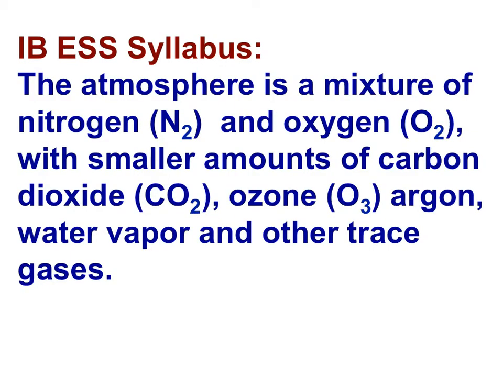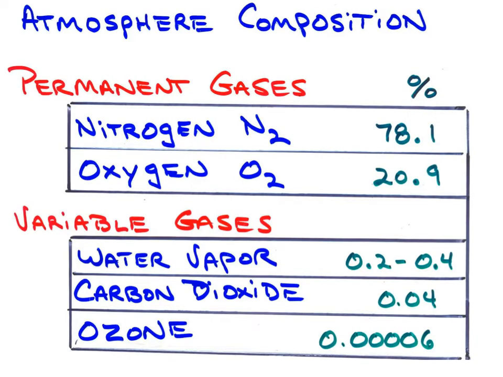Here is the relevant IB syllabus statement. The atmosphere is a mixture of nitrogen and oxygen with smaller amounts of carbon dioxide, ozone, argon, water vapor, and other trace gases. Water vapor is gaseous water, invisible to the eye. Liquid water in the atmosphere is visible to the eye, such as clouds. Spend some time with this slide.